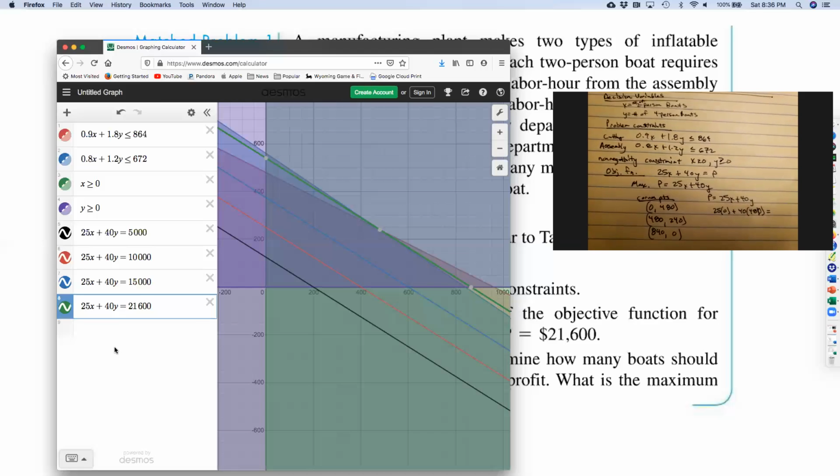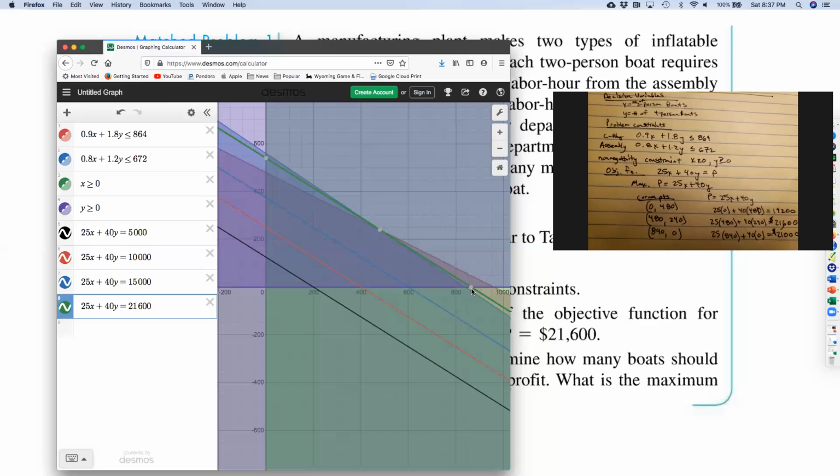So 25 times 0 and 40 times 480, I get 19,200. I bet, by the way, this is going to be 21,600. Shouldn't be a shock to you, but 25 times 480 plus 40 times 240 equals, don't take my word for it, type it in your calculator, make sure you get the same answer, $21,600, right? And then here we put in 25 times 840, and I bet this is going to be shy of that, right? So 25 times 840, 21,000.